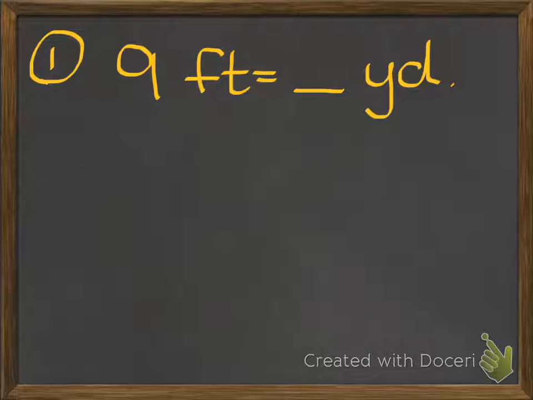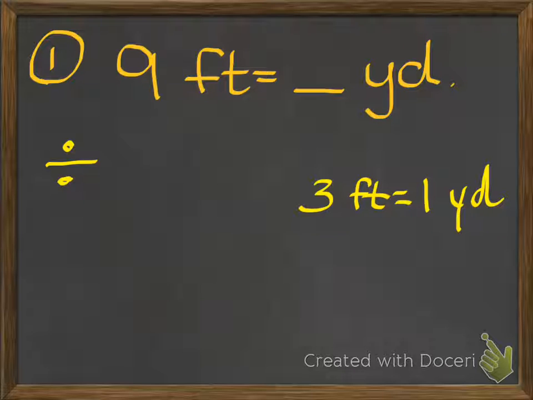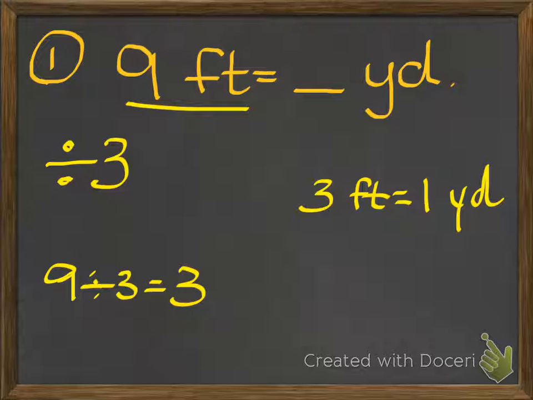Let's practice. First we're going to just convert some units into other units. So I'm changing from feet to yards. I'm going from a smaller to a larger unit. When I go from smaller to larger, I have to divide. Okay? So I know that I'm going to divide. I have to know how many feet are in a yard. I know that 3 feet equal 1 yard. So I'm going to be dividing by 3. I'm going to divide how many feet I have by 3. So 9 divided by 3 equals 3. 9 feet equals 3 yards.